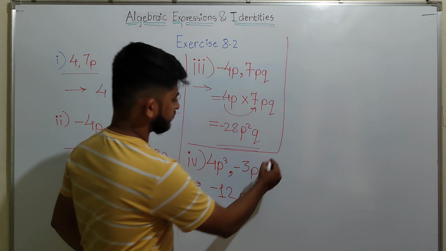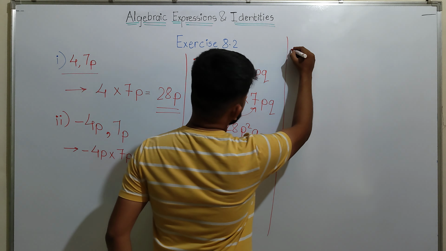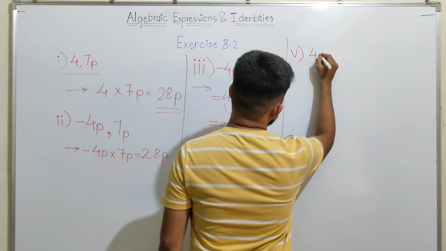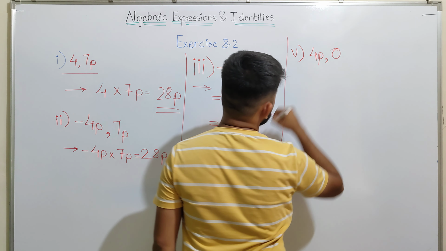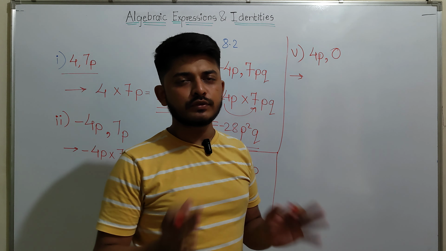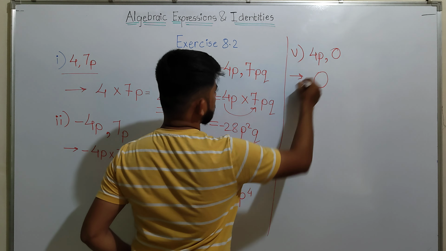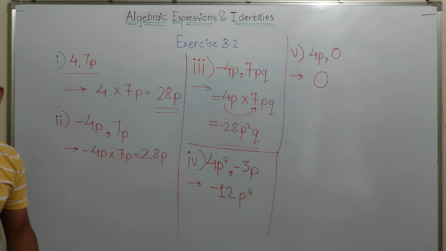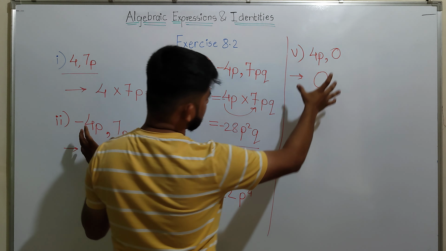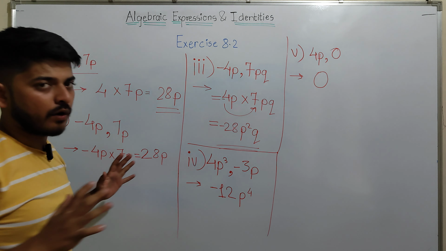Now moving towards the fifth one. See, in the fifth one we have 4p and 0. Now see here, anything into 0 is 0. Answer is 0. That's it. So this was exercise 8.2, the first question. We have found the product of the following pairs of monomials. So these are the monomials, and we have found the product.